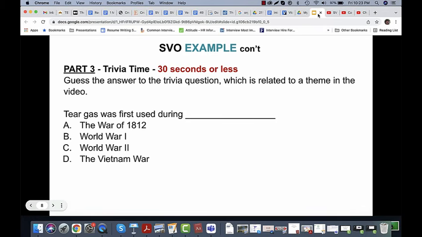And the question here is, tear gas was first used during blank. The War of 1812, World War I, World War II, or the Vietnam War. And by the way, you will get the answer to each of the trivia time questions on the next day's activity. This answer, by the way, is B. World War I was the first time that tear gas was used.